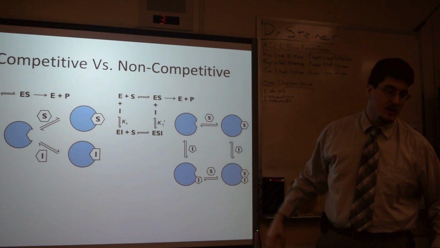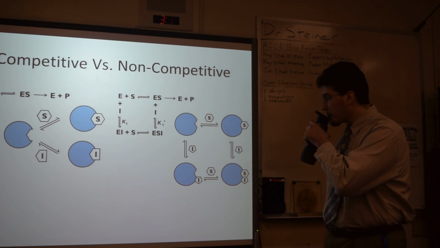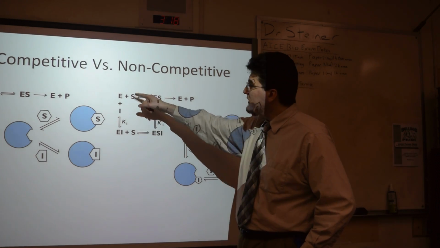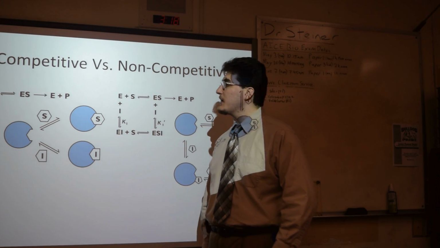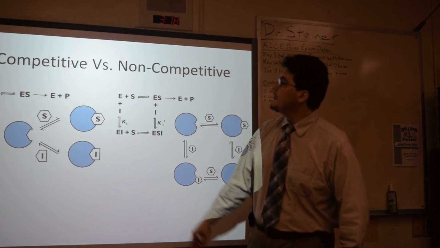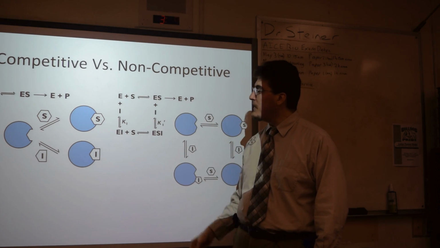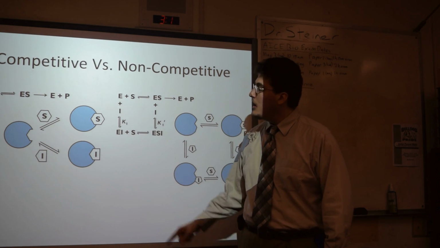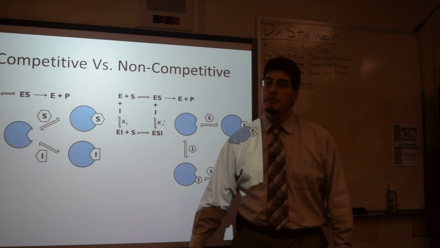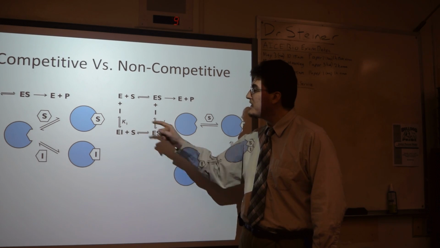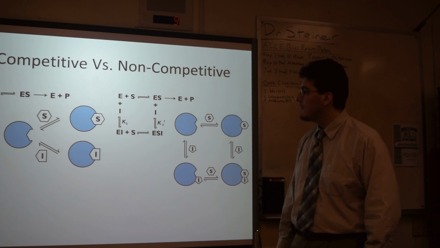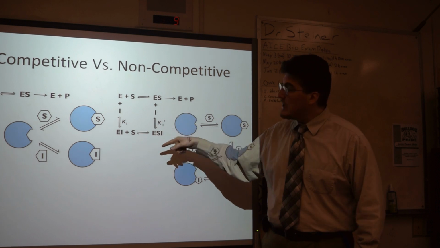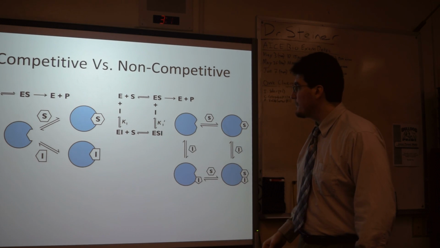So this is non-competitive inhibition. An enzyme, a substrate, and an inhibitor, the same starting points that we had before. You have the interaction between the enzyme and the inhibitor. And you end up with the enzyme inhibitor complex over here. But you can still have interaction between the enzyme inhibitor complex and the substrate to form the enzyme substrate inhibitor complex over here.